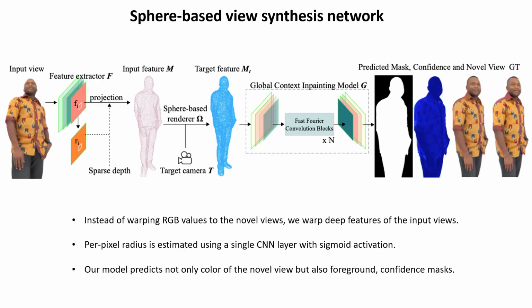Here, we explain our main pipeline. Our view synthesis network takes an input image and feeds it to a feature extractor. We then use the extracted feature to learn the per pixel radius. Both the learned radius and the sparse depth are then utilized by the sphere-based renderer to obtain the denser target features. We then use a global context inpainting network to fill in the hole and obtain the foreground mask, the confidence mask, and the RGB color of the novel view. We use the common photometric losses, such as L2 and GAN loss, to train our network using the ground truth view.